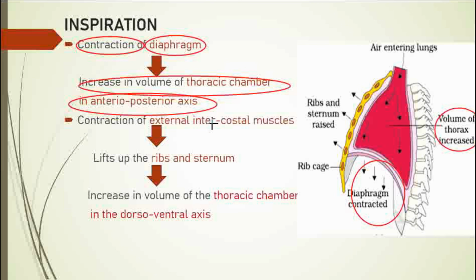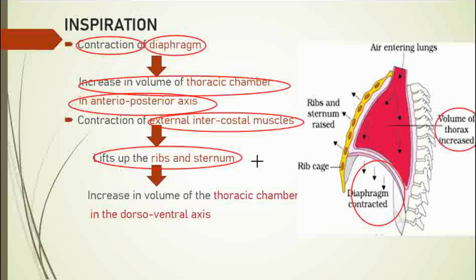So the other muscles we saw, the external and internal intercostal muscles, also get contracted. So contraction of the external intercostal muscles occurs. Because they contract, it lifts up the ribs and the sternum. Obviously it lifts, because it is on the outside. We saw that these muscles are between the ribs. So as it contracts, it leads to lifting up of the ribs and the sternum. It gets lifted, so this side also gets lifted.